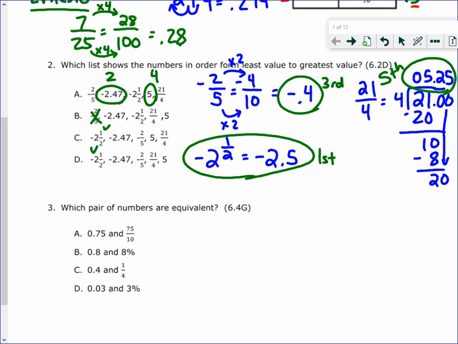So it looks like these two are wrong here. Negative 2.47, so these two are right still. So we already know B is wrong and A is wrong. Then negative 0.4 or negative 2/5. Negative 2/5 is third. It looks like those are the same still. And then 5 would be fourth. And then 21/4. So our answer is C.